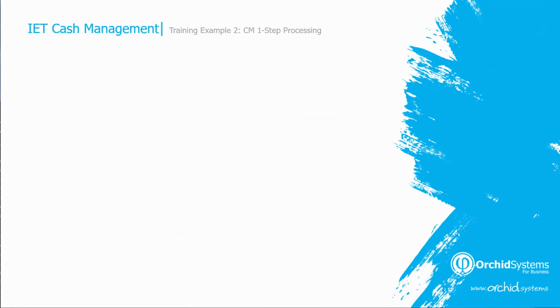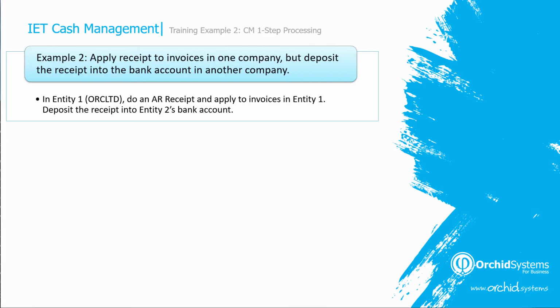The next example we're going to do is to illustrate cash management one-step processing. We're going to apply a receipt to invoices in one company, but do the deposit of the receipt into a bank account in another company. And we say one-step processing because only one transaction needs to be posted in order to achieve this effect.